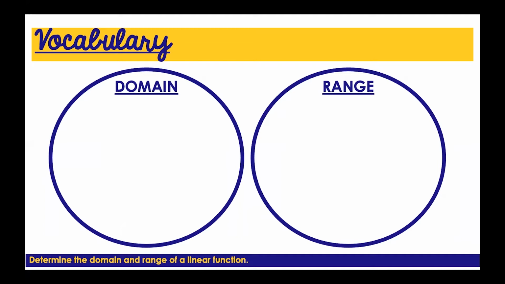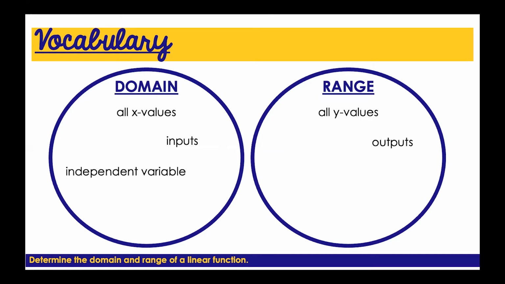In your notes, I would like you to draw 2 bubbles. The left one, label it domain, and the right one, label it range. Domain is all x values. That means that the range is all y values. Domain are your inputs. Therefore, the range is your outputs. Domain is also your independent variable, whereas range would be your dependent variable.